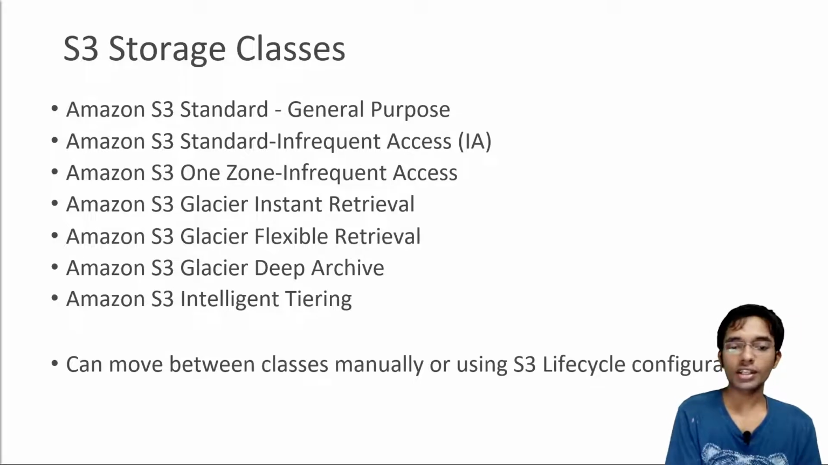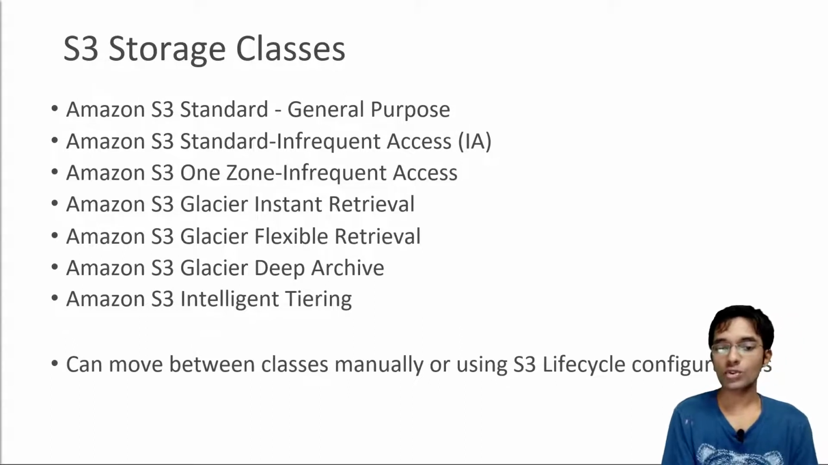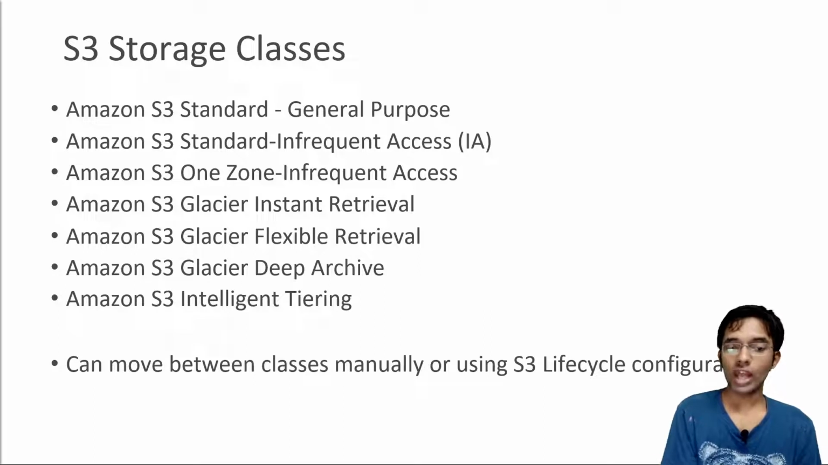Then we have S3 One Zone Infrequent Access. This is for objects that are going to be cheaper as well to store in S3. But this time, if you lose a full availability zone, then you will lose access to your objects. So you need to make sure that these objects are recoverable or can be recreated. For example, thumbnails from S3 images can be a very good use case for One Zone IA.